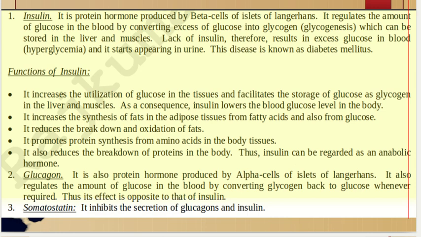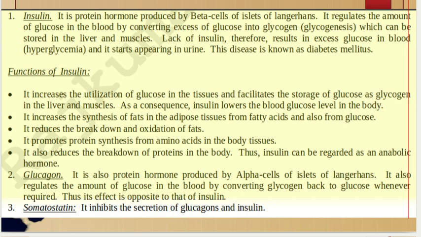The lack of insulin or deficiency of insulin results in excess glucose in blood, which we call hyperglycemia, and it is also thrown out along with urine. This disease is known as diabetes mellitus. Deficiency of insulin or lack of insulin production leads to a disease known as diabetes mellitus.